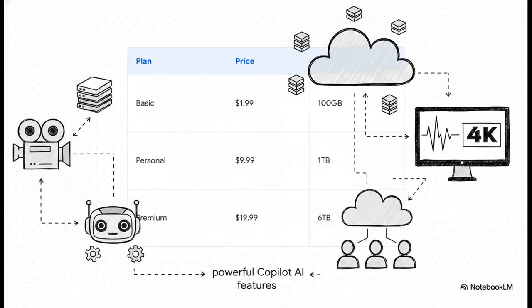And since high-end 4K video production eats up massive amounts of storage, picking the right tier is crucial. Microsoft 365 Basic gives you 100 gigs of cloud storage for just $1.99 a month. Not bad. But for serious creators juggling huge animation files, the personal tier at $9.99 a month is really the sweet spot. It bumps you to a full terabyte of storage and includes those powerful Copilot AI features we just talked about. And if you have a larger team, the premium tier at $19.99 a month offers up to 6 terabytes of shared storage plus advanced AI agents.